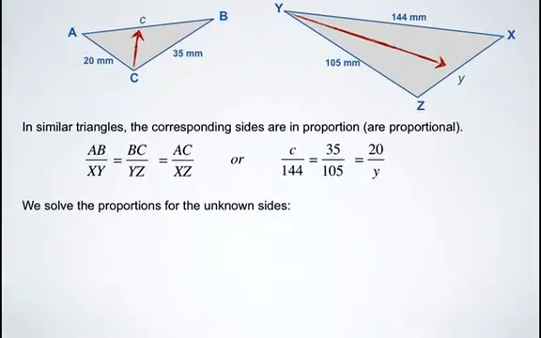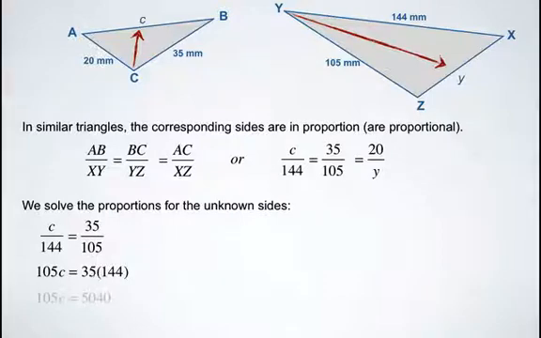Now, we need to solve the proportions for the unknown sides, and we're going to take a look at letter C first. We'll split this proportion up into smaller parts that we can use. So we're taking a look at this section of the proportion. And to solve for C, we need to use the procedure of cross multiplying. So we multiply C times 105 and 144 times 35, looking something like this. C times 105 is 105C, and 144 times 35 looks like this.